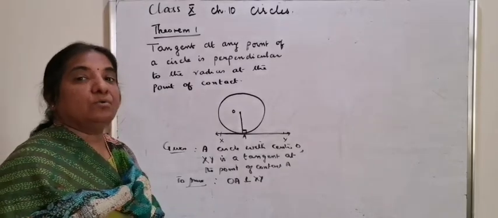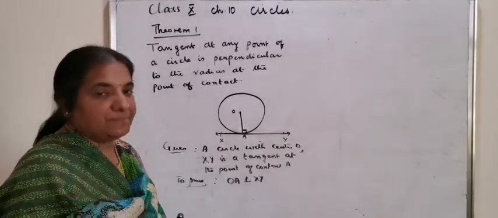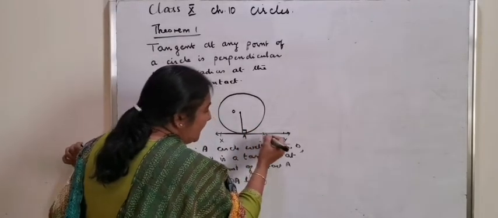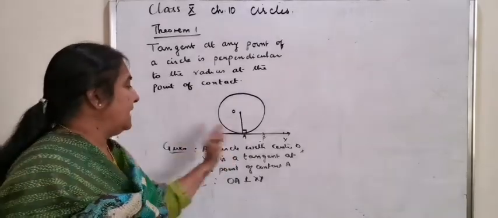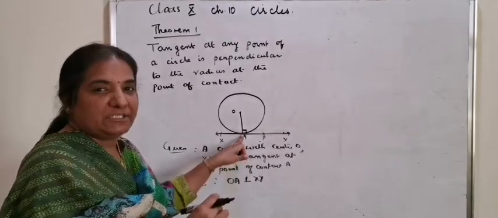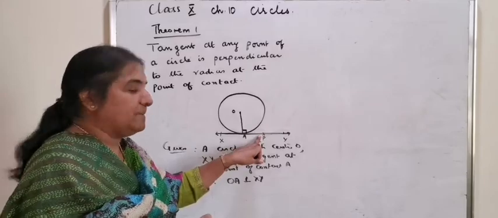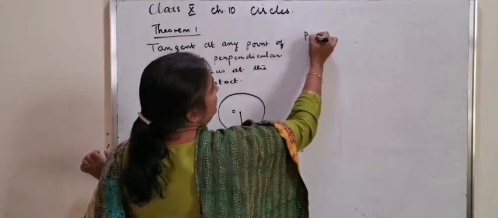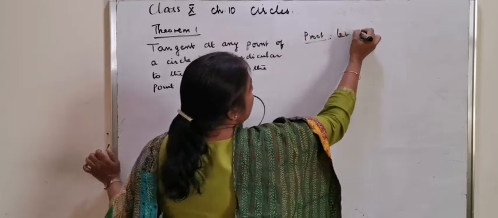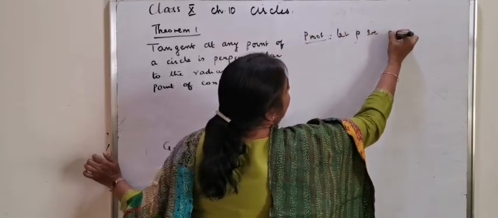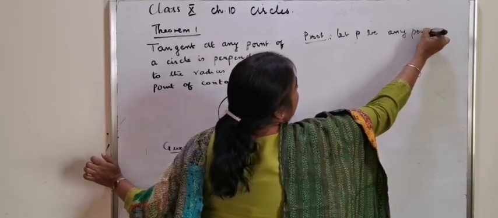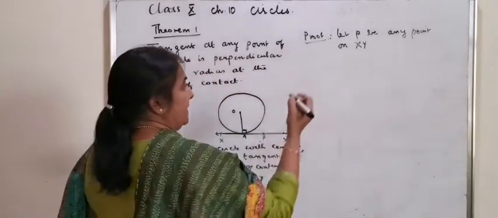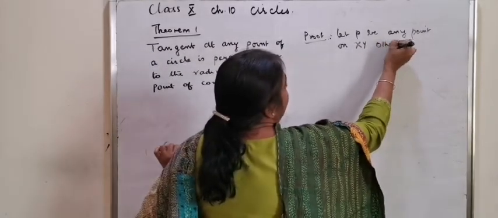And now, for the proof, we take: let P be any point on XY other than A. That means except the point A, take a point P on XY.